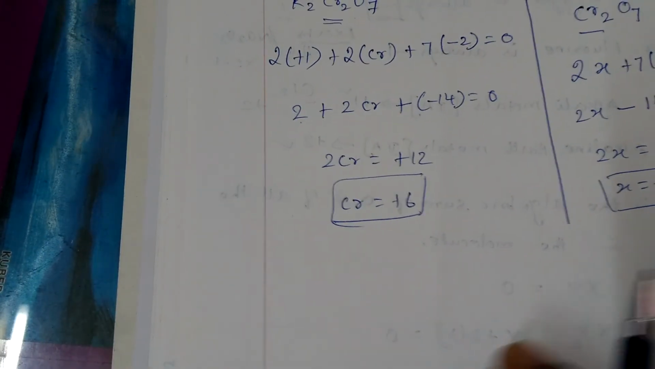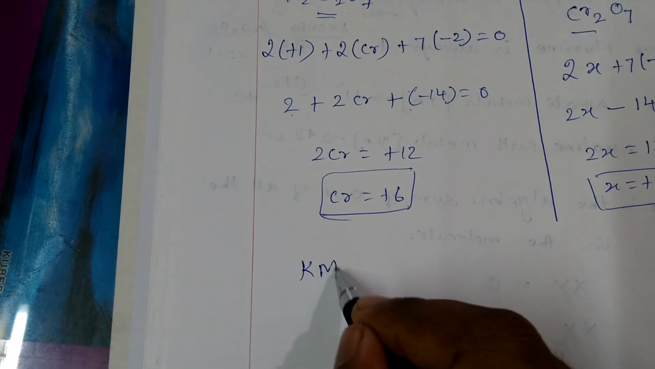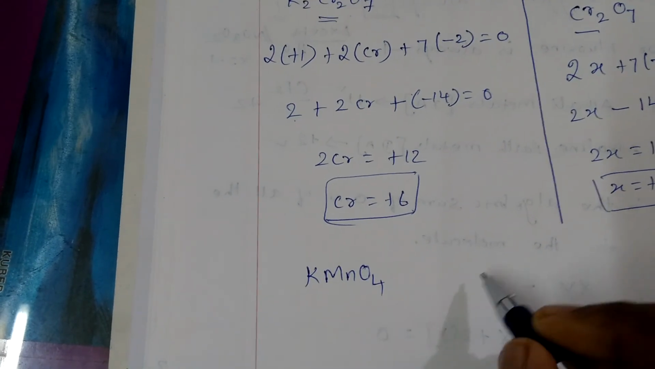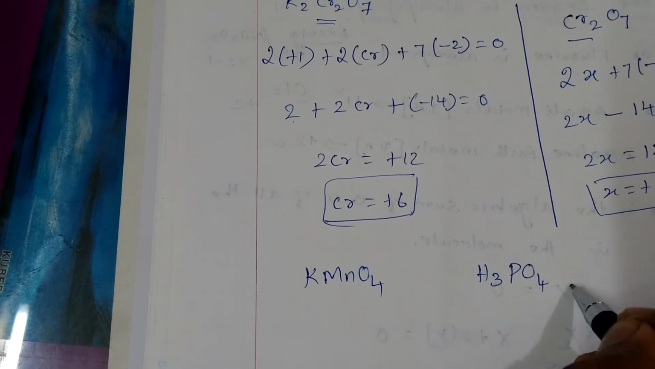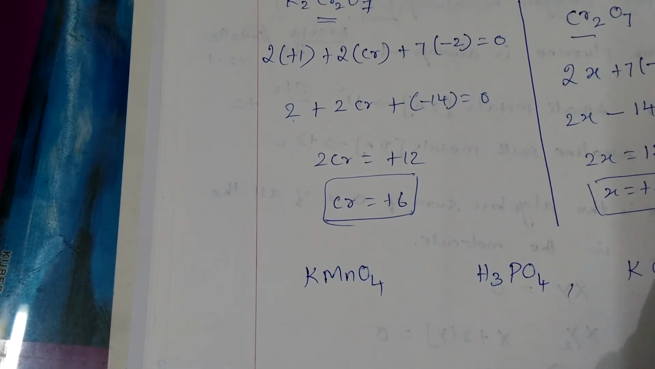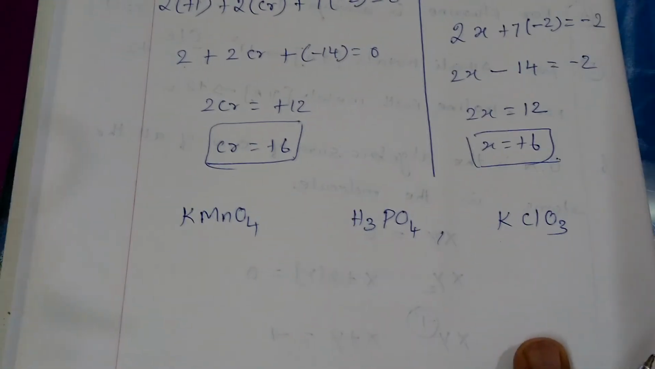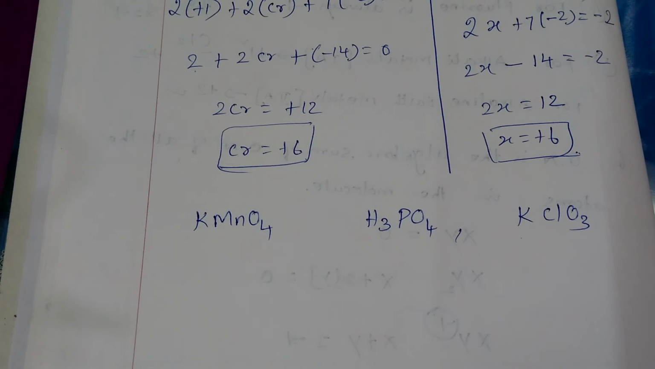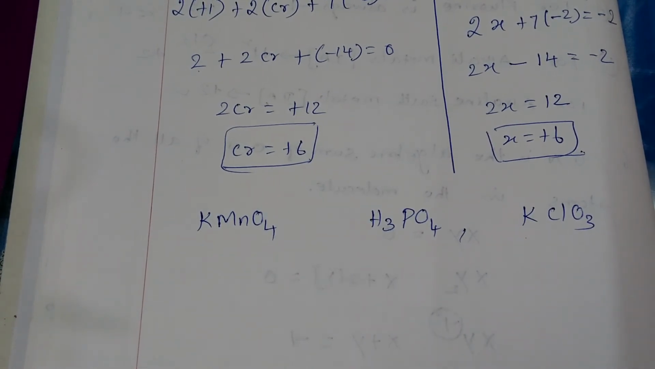Understand, children? In the same way, try to find the oxidation number of the following elements: KMnO4, H3PO4 and KClO3. Pause your video, find the values and then check your answer.